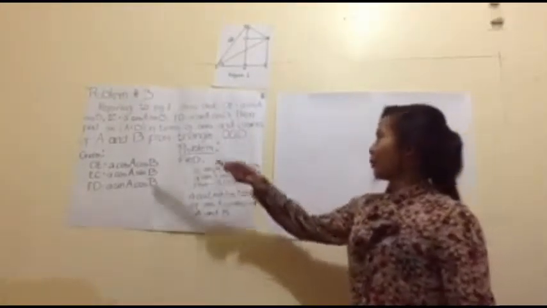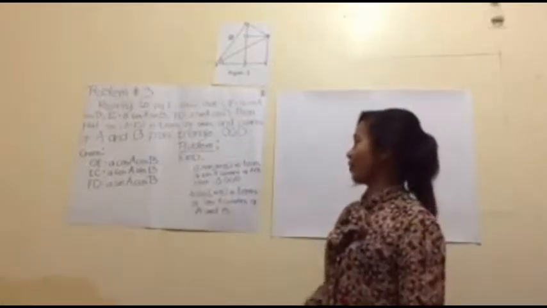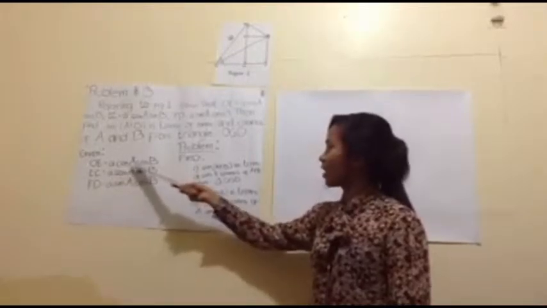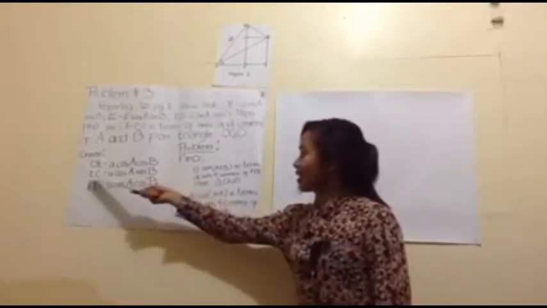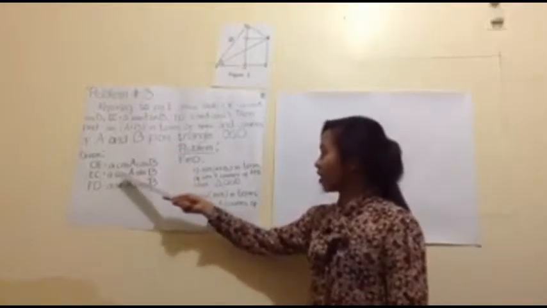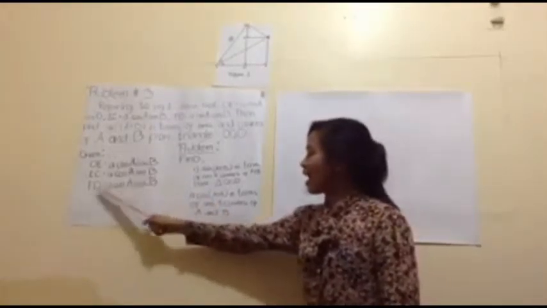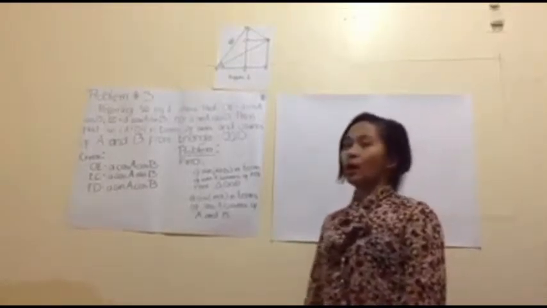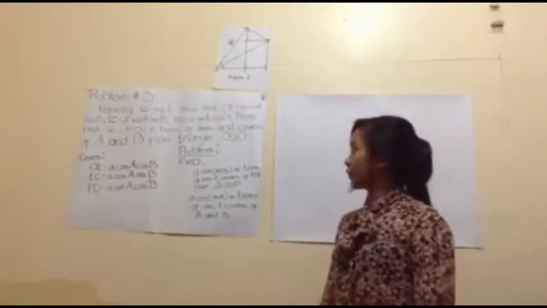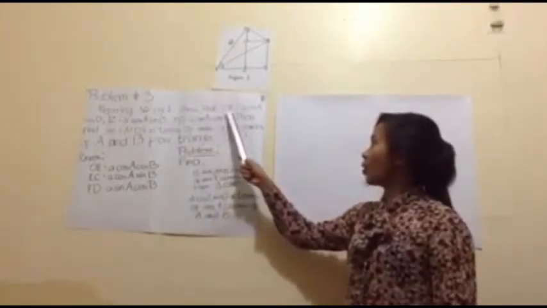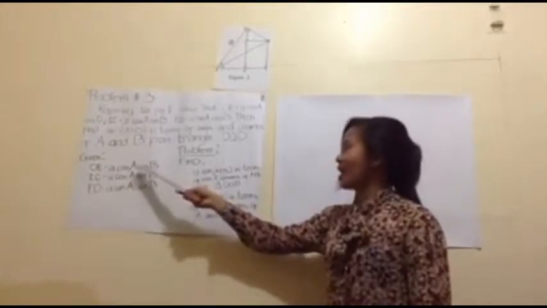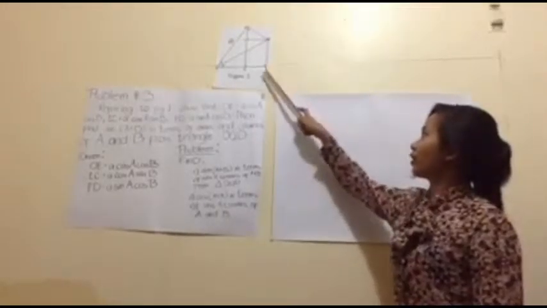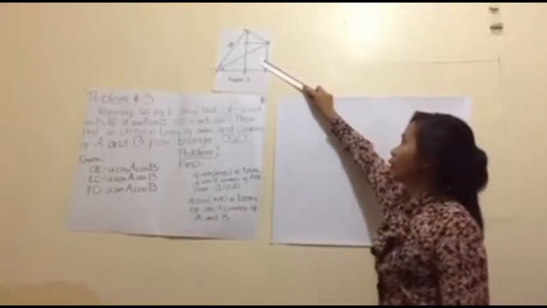So, in problem number 3, here we have the given: OE, which is equal to A cosine B, EC, which is equal to A cosine A sine B, and FD is equal to A sine A cosine B. Now, the problem is we must first show that OE is equal to cosine A times cosine B and so on. So, referring to figure 1, this is figure 1.